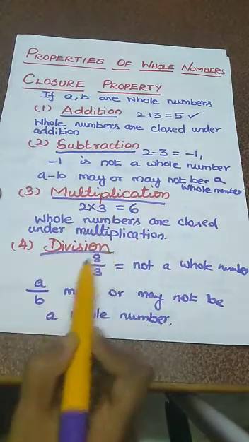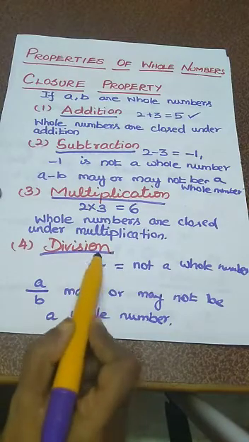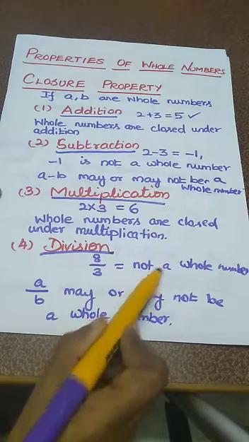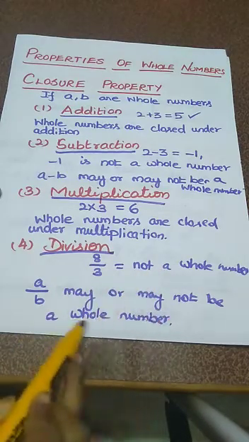The next one is division. A by B. Actually, we divide one value using another value. That value gives not a whole number. So A by B may or may not be a whole number.